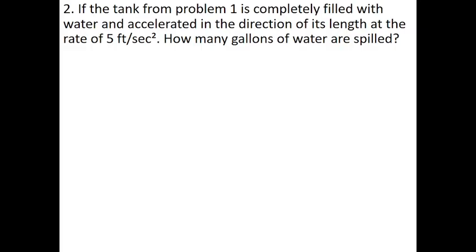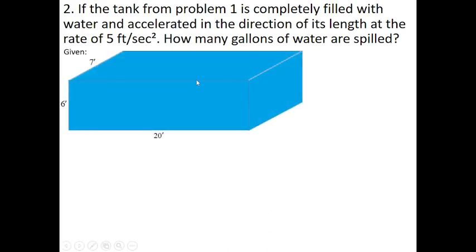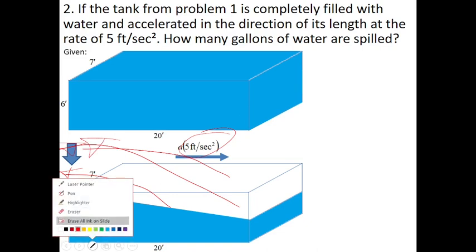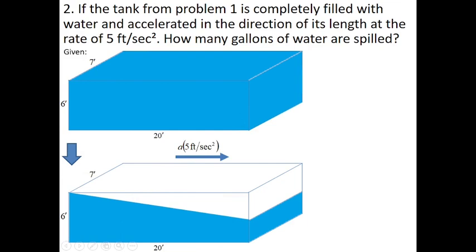So problem 2. If the tank from problem 1 is completely filled with water and accelerated in the direction of its length at the rate of 5 feet per second squared, how many gallons of water are spilled? This is our liquid water. When it is accelerated, some is spilled and only this remains. Originally, it was like this. Some of the water is spilled when accelerated. So how many gallons of water were lost?